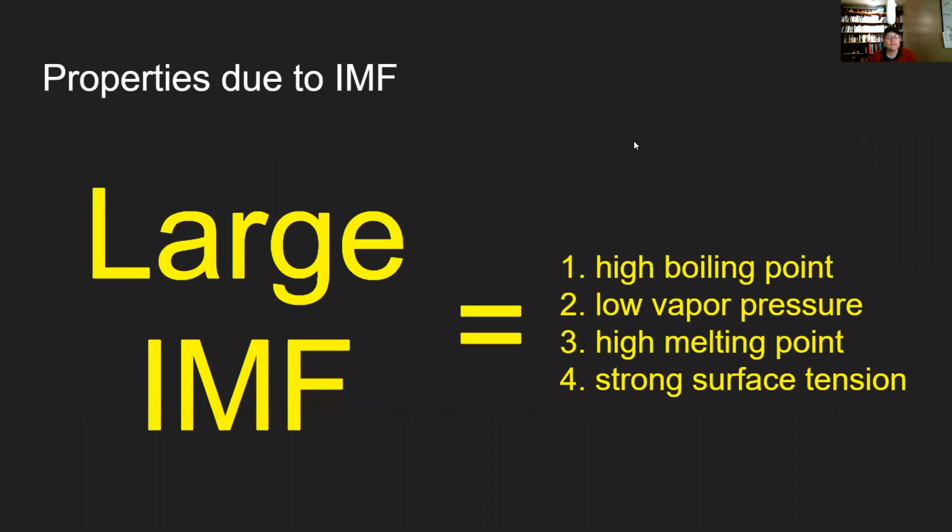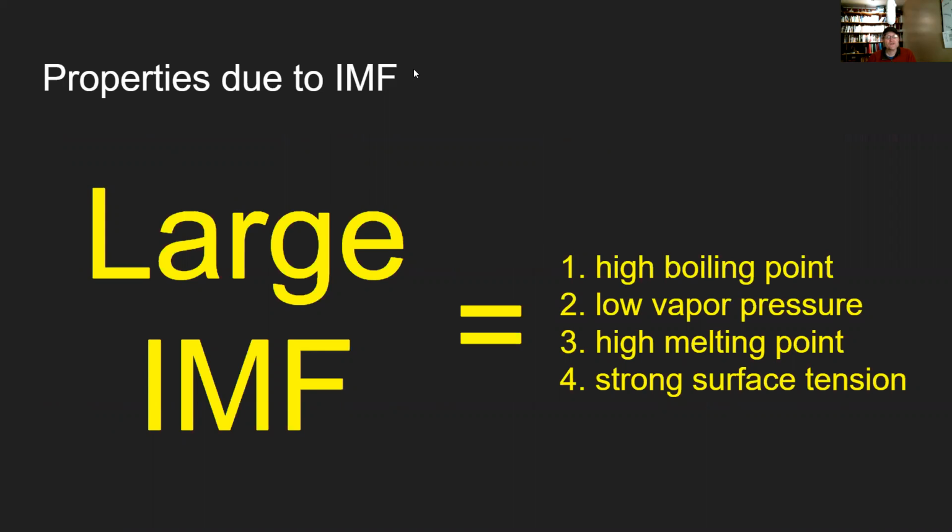So let's start taking a look. In general, the larger the intermolecular force, the higher the boiling point, the lower the vapor pressure, the higher the melting point, and the stronger the surface tension.